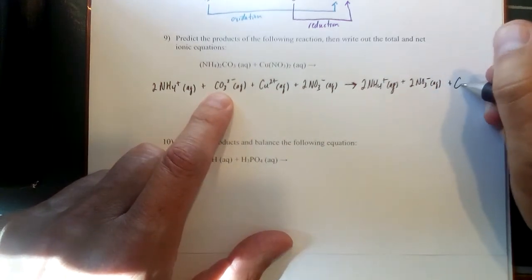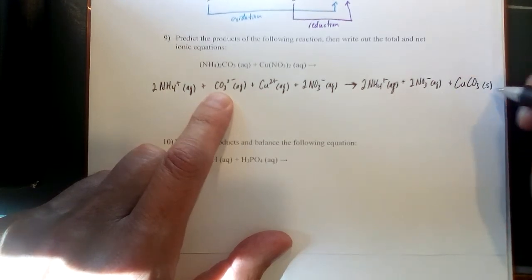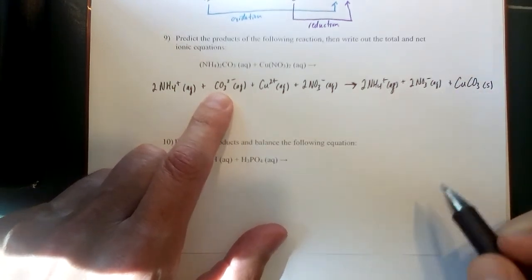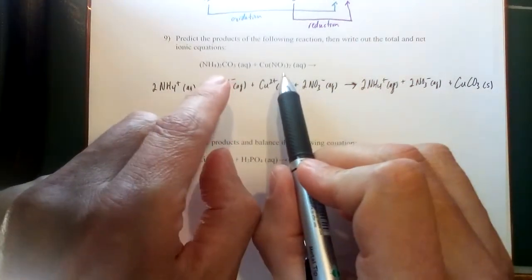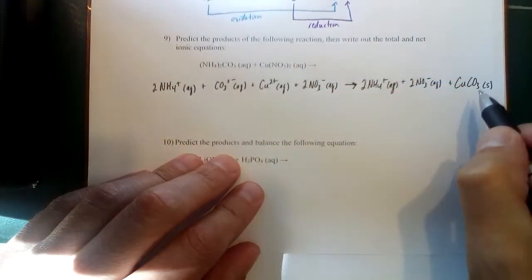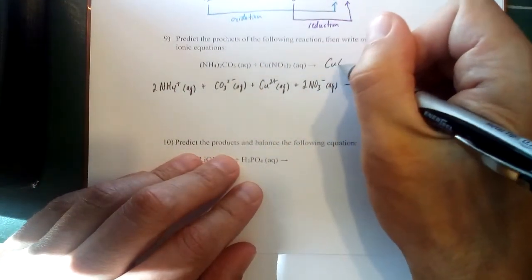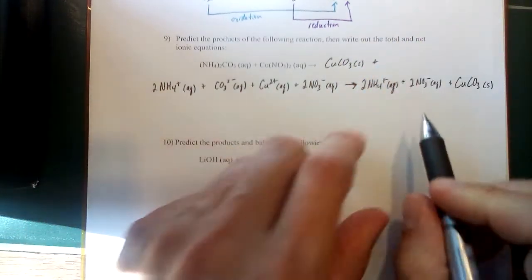Now since the copper is +2 and carbonate is a -2 anion, we just need one of each to make the right formula, so it'll be CuCO3. Now that would allow us to complete the molecular equation. It didn't really tell us to do that, but let's just do it anyway. Copper carbonate is one of our products. It's a solid.